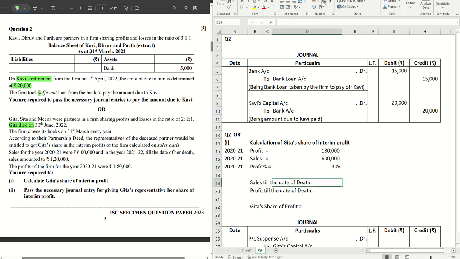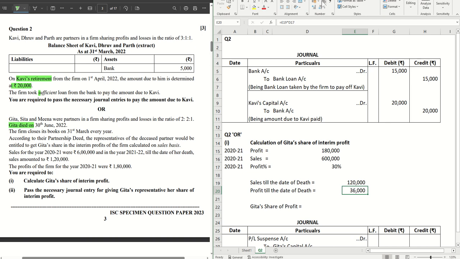Now based on this, we have to calculate the profit for the remaining period, that is from April 1st till 30th June. Okay, the date is 30th June. The sales are given already for this period, which is 1,20,000. Okay, so the profit till this date will be straight away 1,20,000 into 30%, which is 36,000.